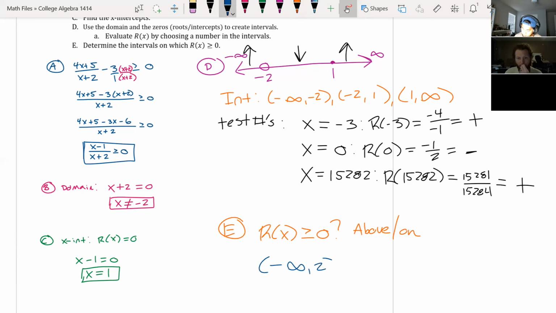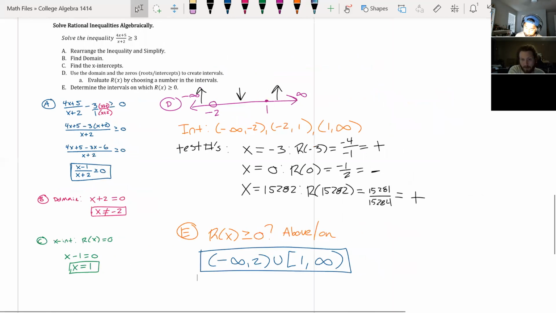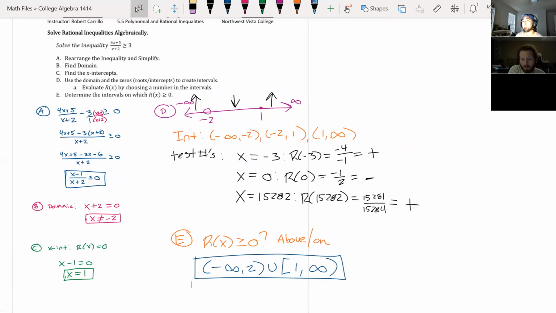Union 1 to infinity. All right, not bad. And that's it. That's how we do it.